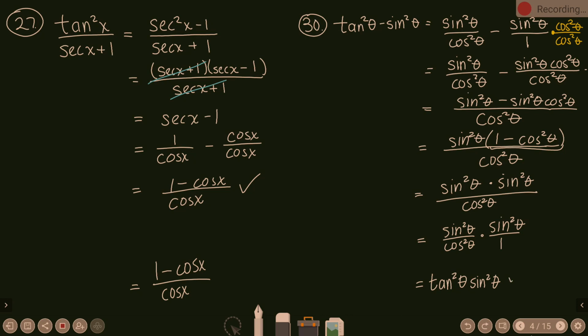And sine squared over cosine squared is tangent squared. Sine squared over 1 is sine squared. We're there. Okay.